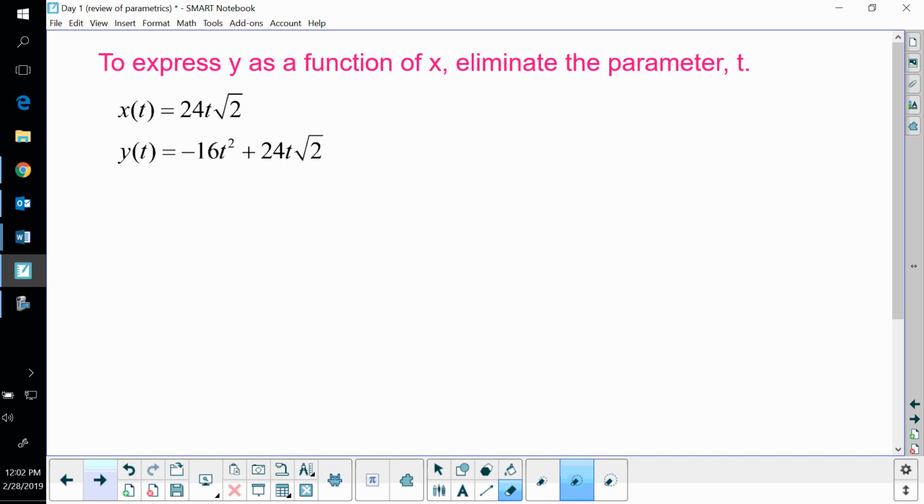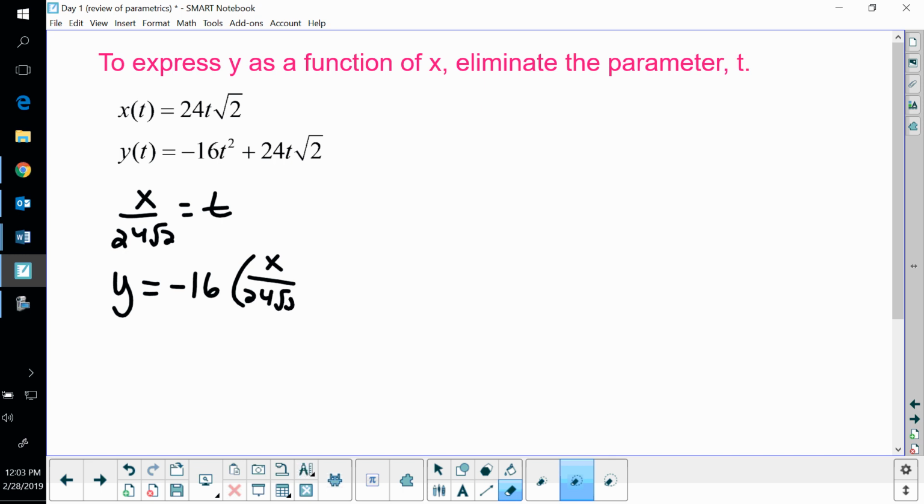So using those functions, we want to eliminate the parameter t. To do that, we can just work to get t alone in the top equation. So that would make x over 24 radical 2 equal to t. So we can take that and sub it in for t in all the spots.